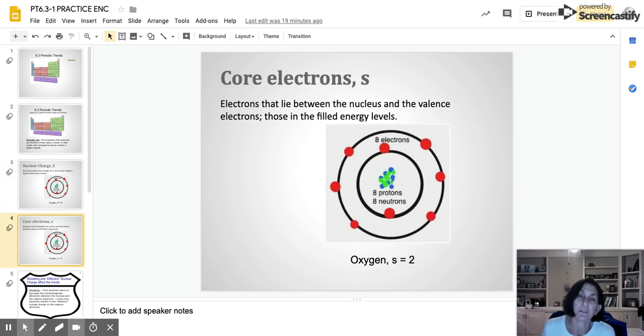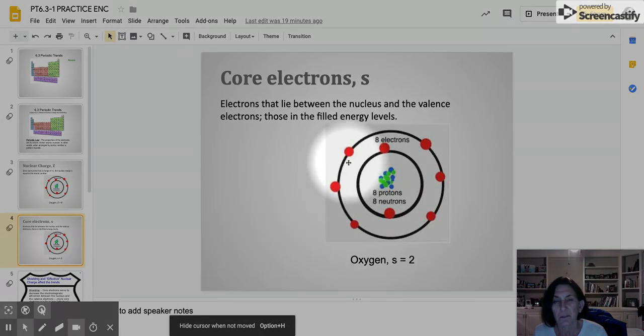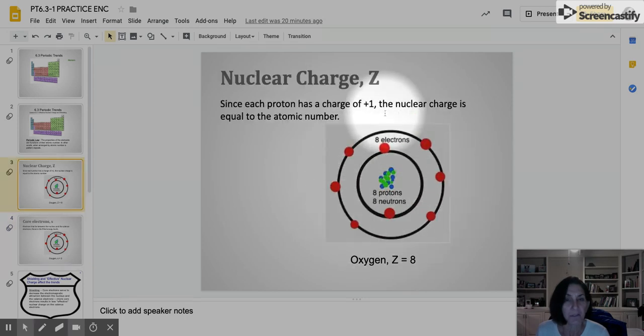The core electrons, which is represented here by the letter S, the core electrons are those electrons that are in the inner filled shells or energy levels. So here for oxygen, you can see that oxygen has 6 valence electrons. Those are the ones around the outside here. These are the valence electrons. And it has 2 core electrons because energy level number 1 has 2 electrons, and that's the full energy level. These are the valence on the second energy level for oxygen.